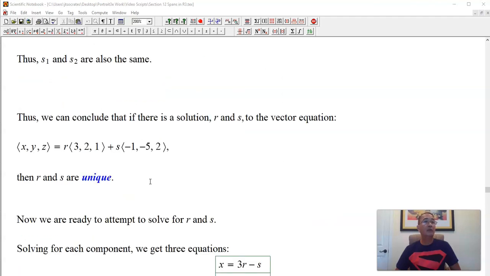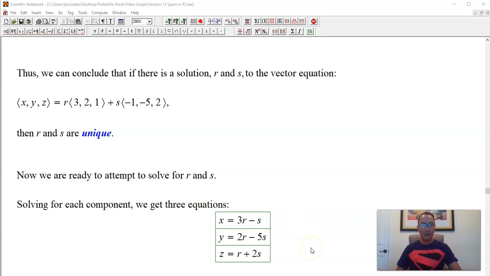So we can now conclude that if there is a solution r and s to that equation, then r and s have to be unique. There's exactly one value for r, one value for s that will solve this equation. Okay, so now we're ready to solve for r and s. And as before, we are going to set the components equal. So x is 3r minus s, y is 2r minus 5s, and z is r plus 2s, all right? So we have three equations in r and s. We want to solve for r and s.